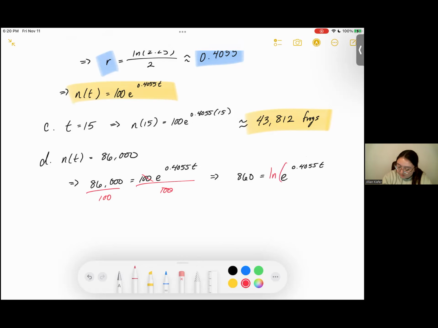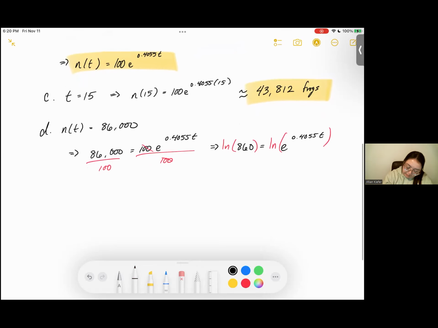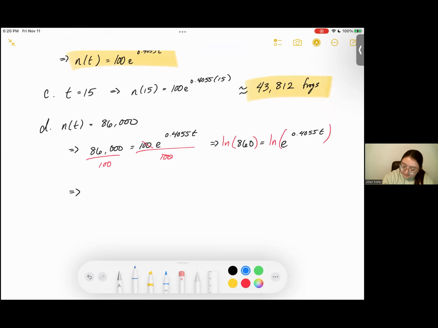So we'll have the natural log of both sides there. That cancels out the natural log and the e, and you bring the exponent to the front. So this will give us 0.4055 t is equal to the natural log of 860. Now I want to solve for t, so we're going to get rid of the coefficient, 0.4055, by dividing by that value on both sides.